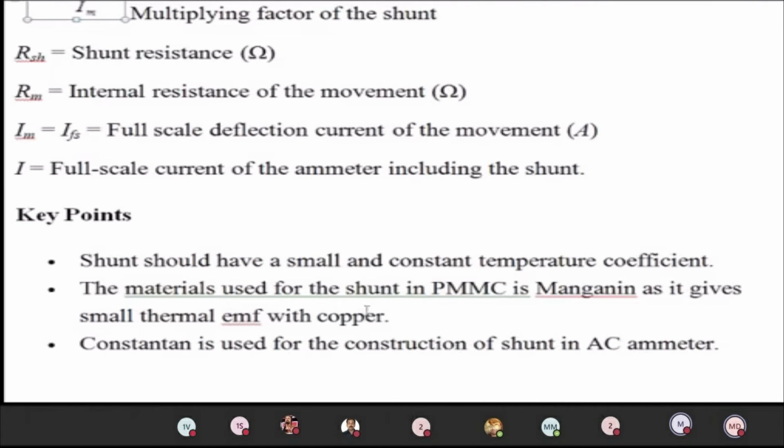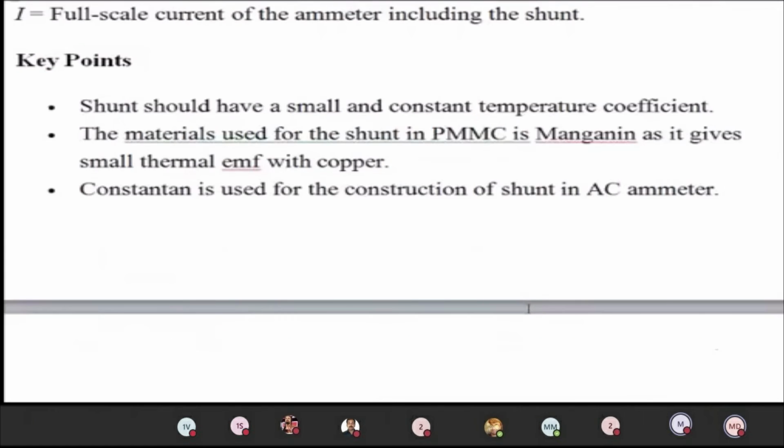The key points to be remembered are: the shunt should have a small and constant temperature coefficient. The material used for the shunt in PMMC is manganin, as it gives small thermal EMF with copper. Constantan is used for the construction of the shunt in an AC ammeter. So these materials have a small as well as constant temperature coefficient.